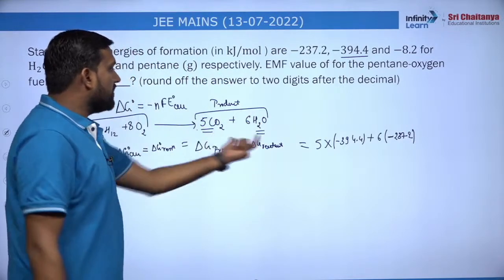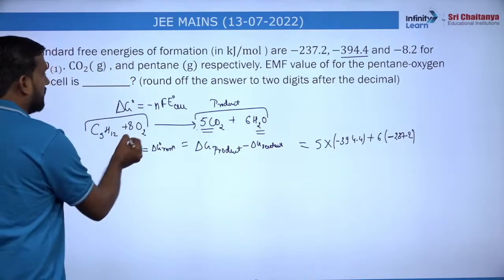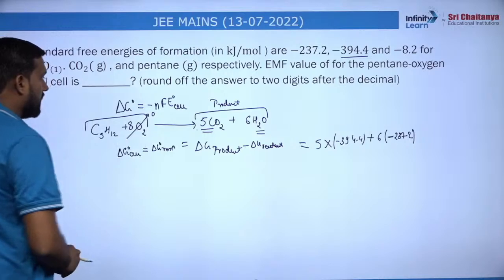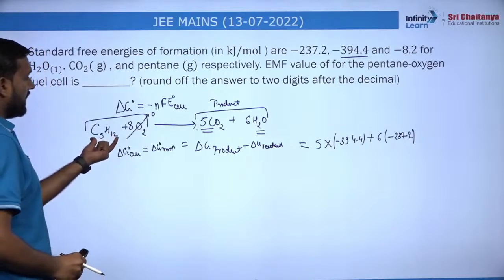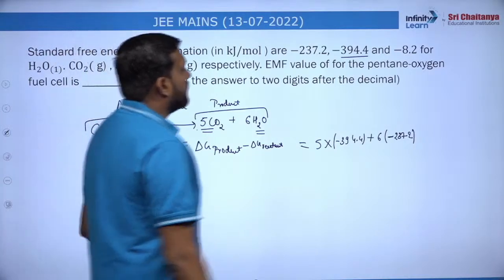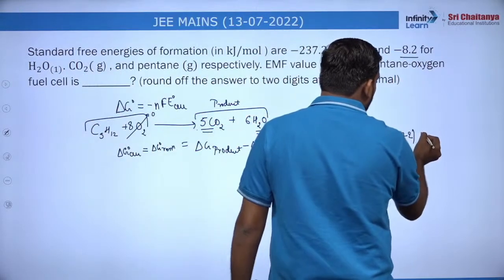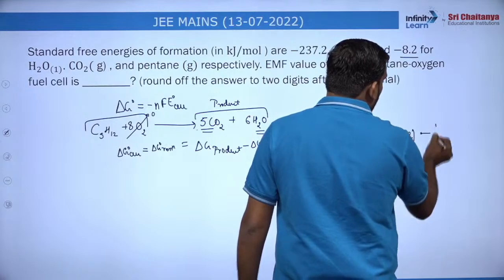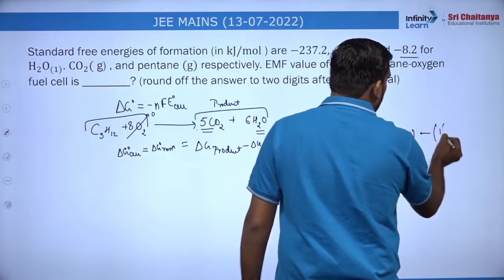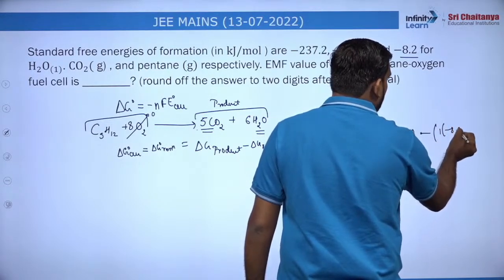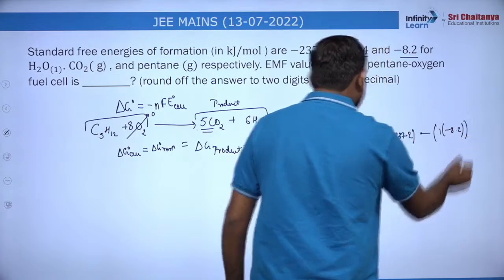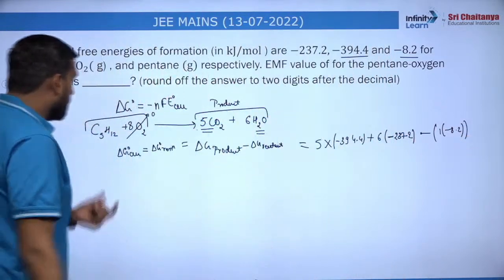Now you have to subtract the reactant, and for oxygen the value is always taken as 0, so you don't need to worry about it. You need only put the value of pentane, which is given as 8.2, and only 1 mole of pentane is used. So it will be minus of 1 into minus 8.2. If you solve it, you will get the delta G of the cell.